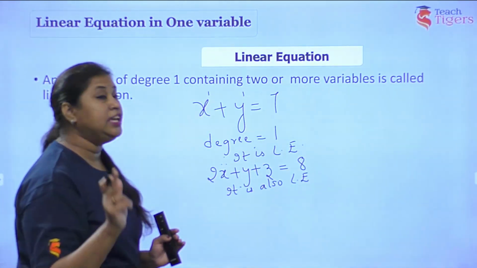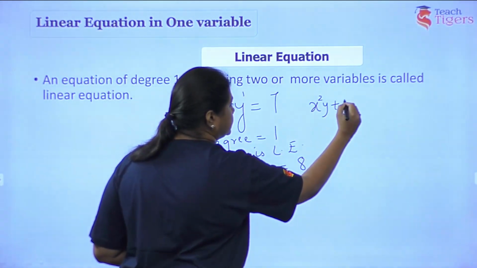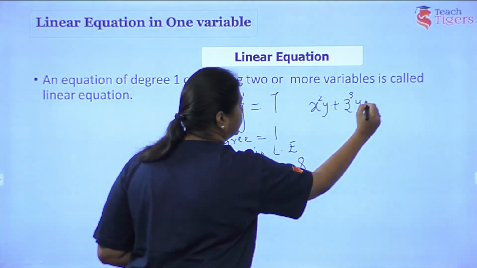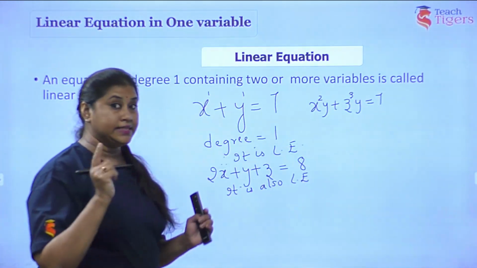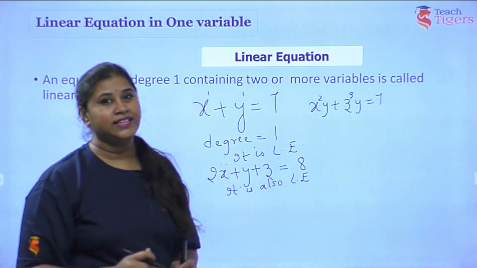Then I'm going to give you another example. You tell me whether it's a linear equation or not: x square y plus z cube y is equal to 7. Is it a linear equation? Come on, I'll give you 2 minutes. Do it and tell me.